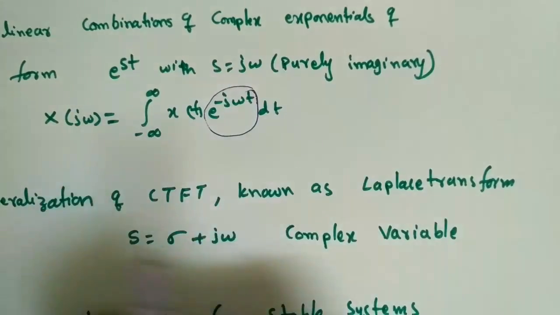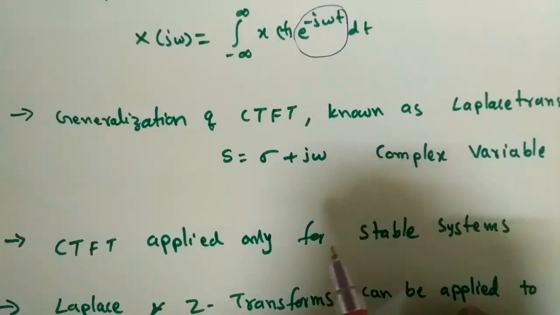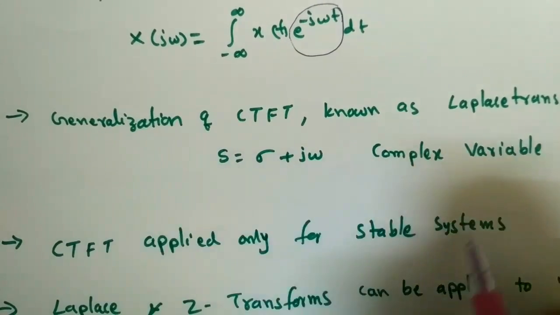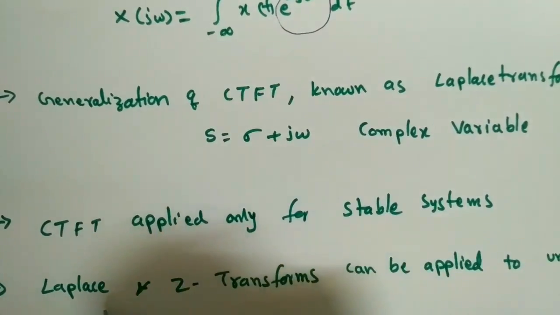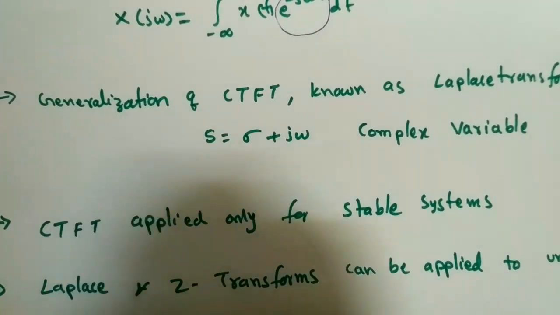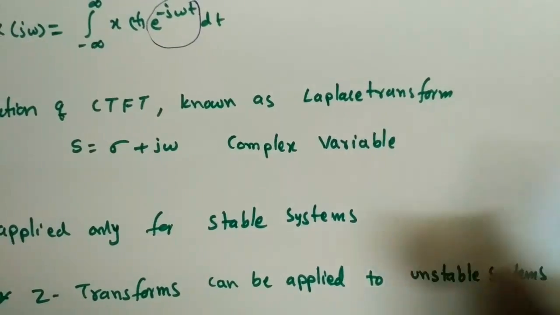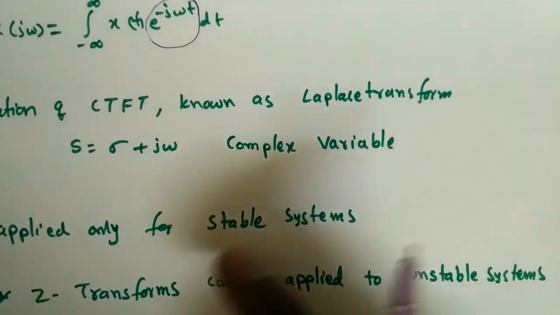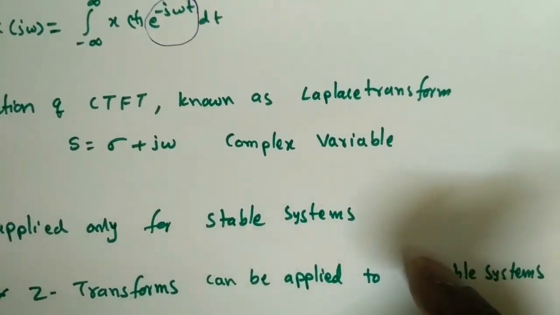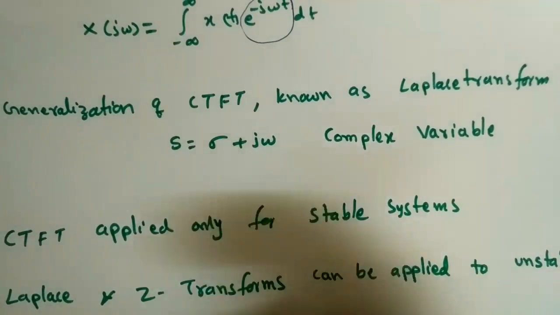Now what is the advantage of this? The continuous time Fourier transform applies only for stable systems, right? Just remember, I will discuss this one. The Laplace transform can be applied to unstable systems also, and we can investigate any system: is it stable or unstable, causal or non-causal, using this Laplace transform. Now you should have some concept of what stable, unstable, causal, and non-causal mean.